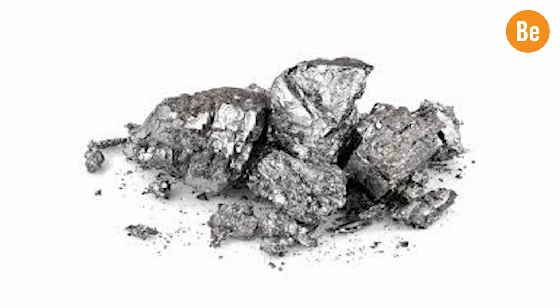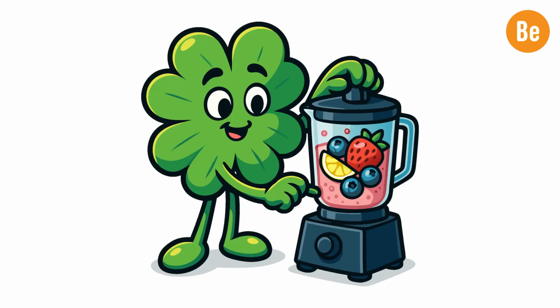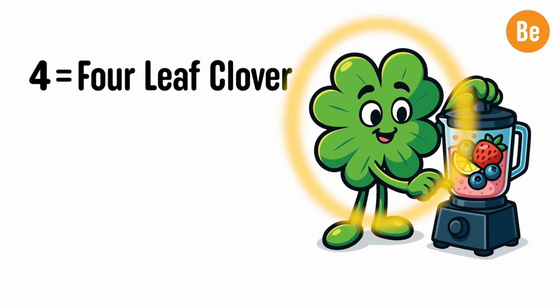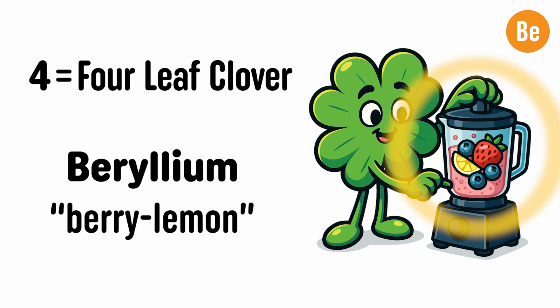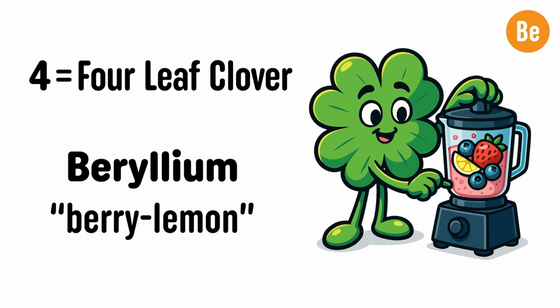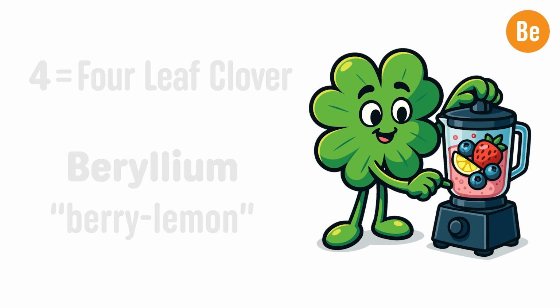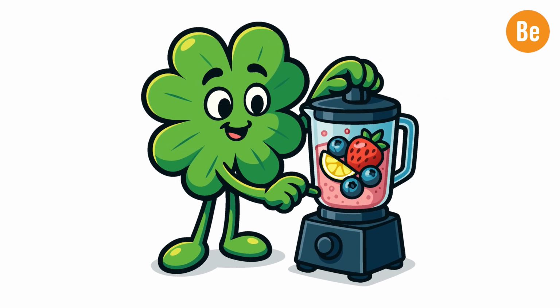Beryllium is the fourth element of the periodic table. This image represents beryllium. The number 4 is represented by a 4-leaf clover because they have 4 leaves. Next, we have to convert the name beryllium into a picture. Beryllium sounds similar to berry lemon, like a berry lemon smoothie. If we picture a 4-leaf clover blending a berry lemon smoothie, we will forever remember that beryllium is the 4th element. This image will be burned into your mind forever, every time you think of beryllium.